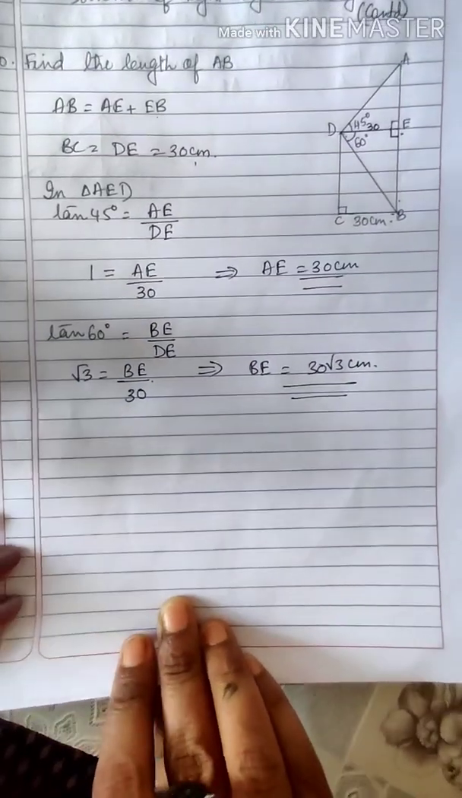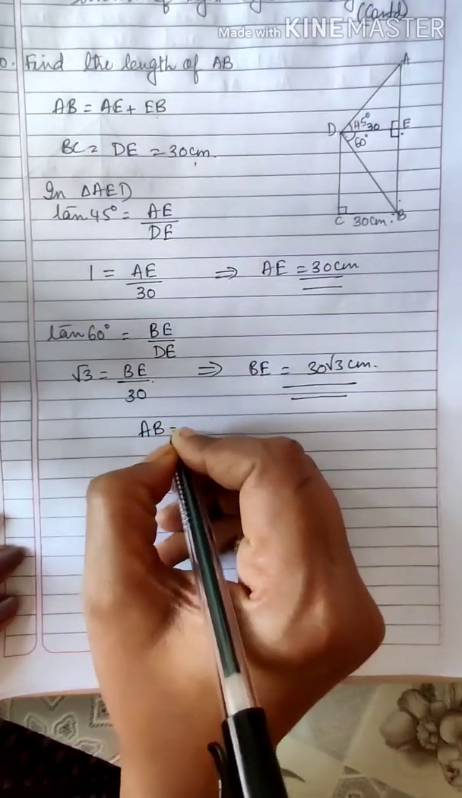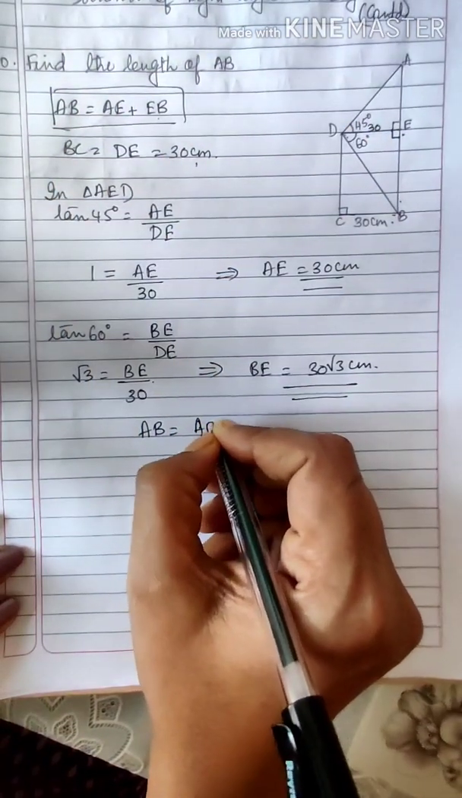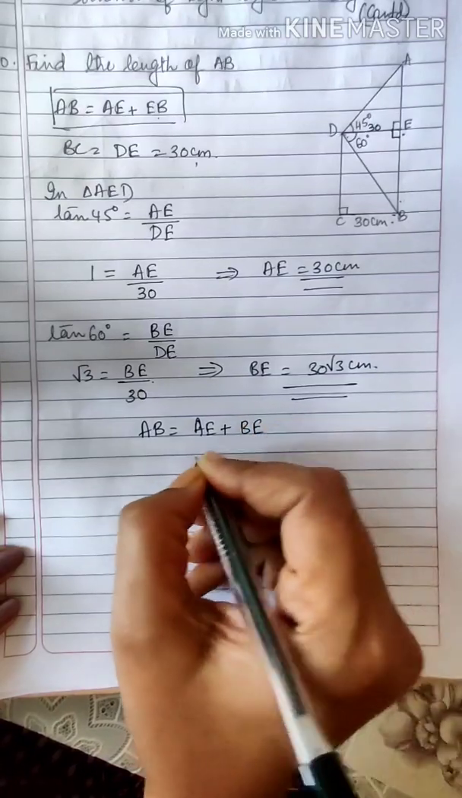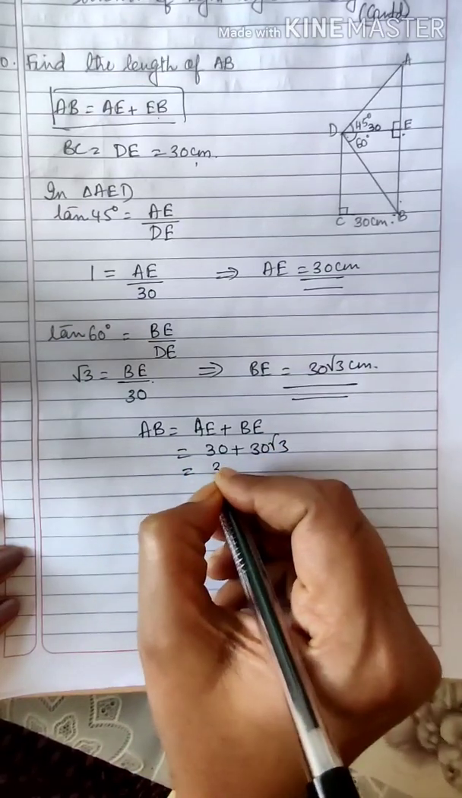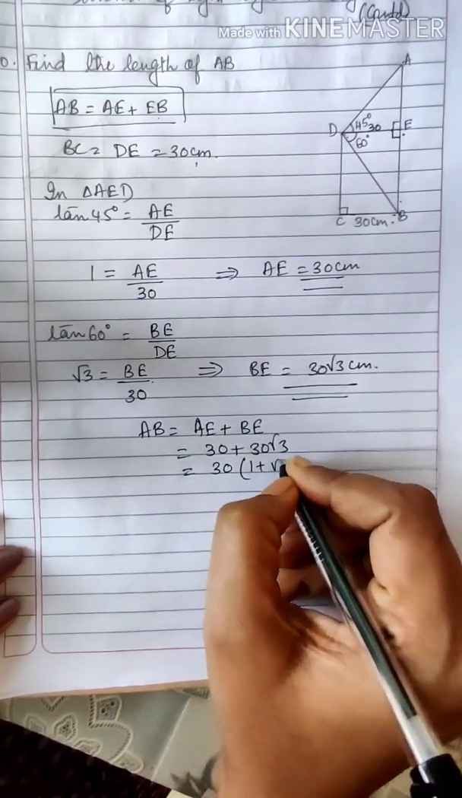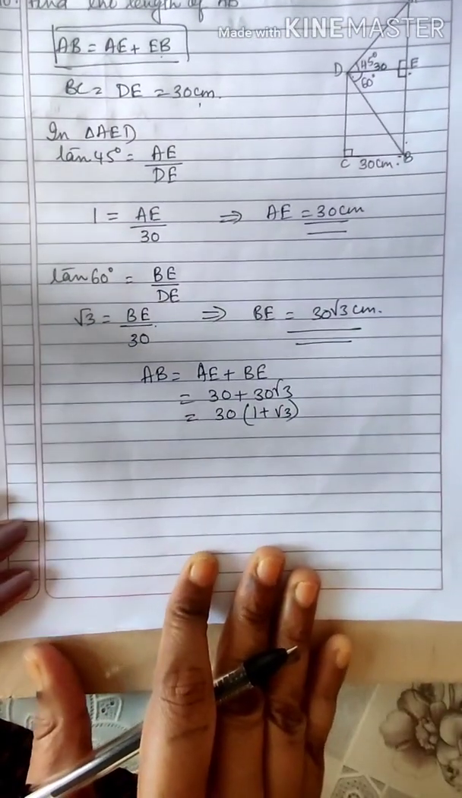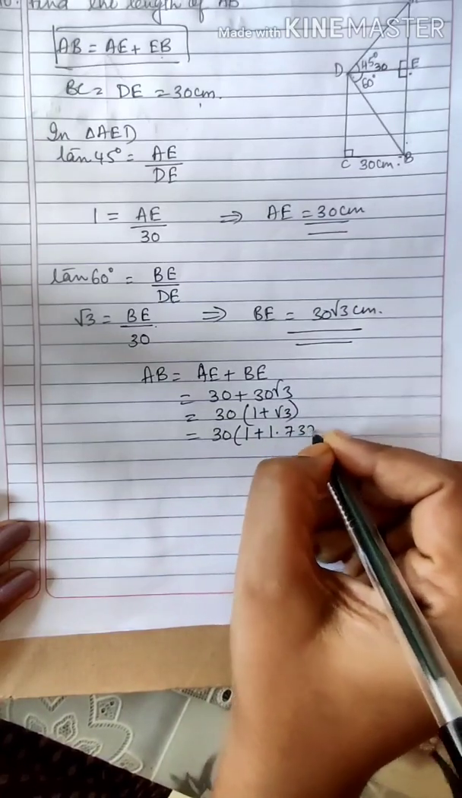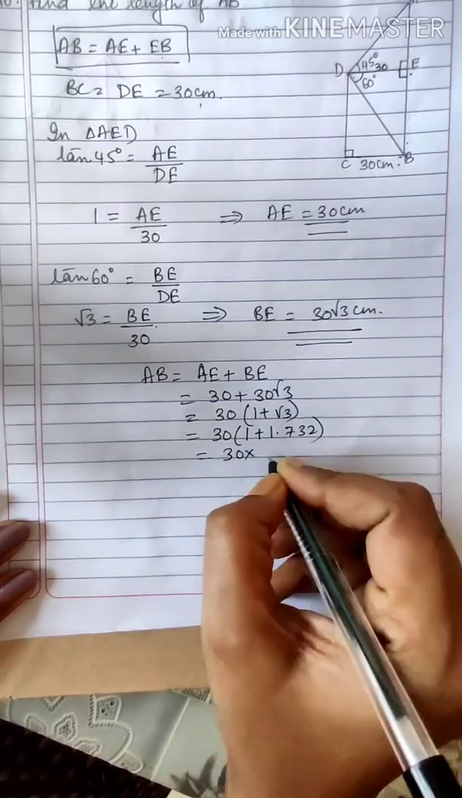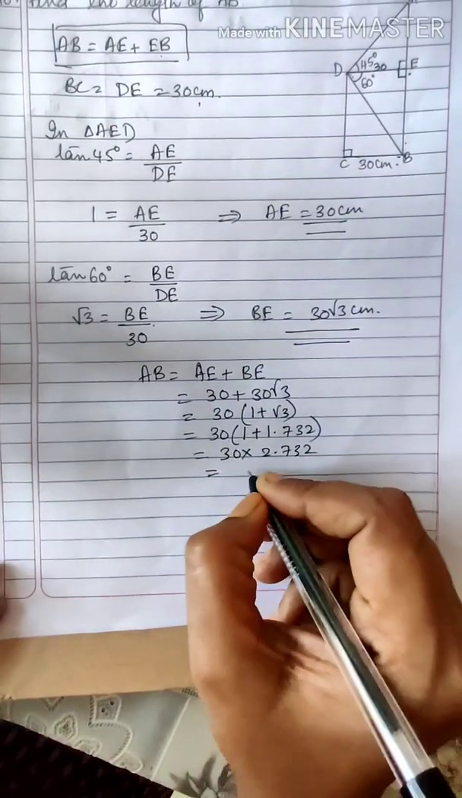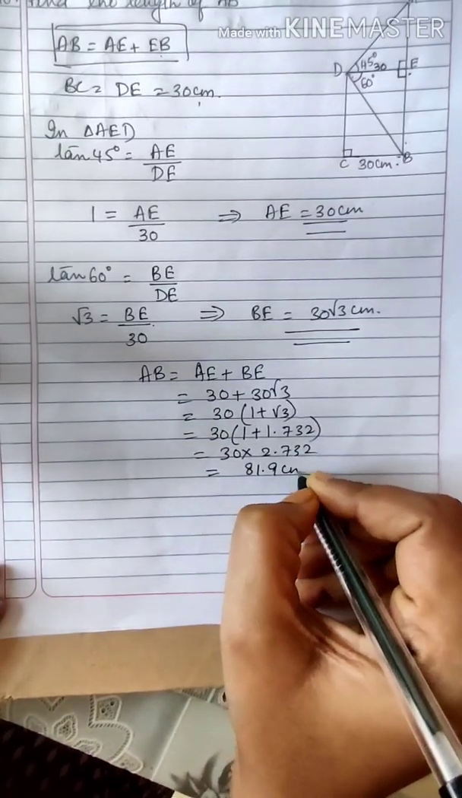So, after finding AE and BE, we can find AB. We have already written it is AE plus BE. So, you get 30 plus 30 root 3, which will be equal to 30 of 1 plus root 3. You know the value of root 3 is 1.732, so 1 plus 1.732 will give you 30 into 2.732, which is equal to 81.9 centimeter.